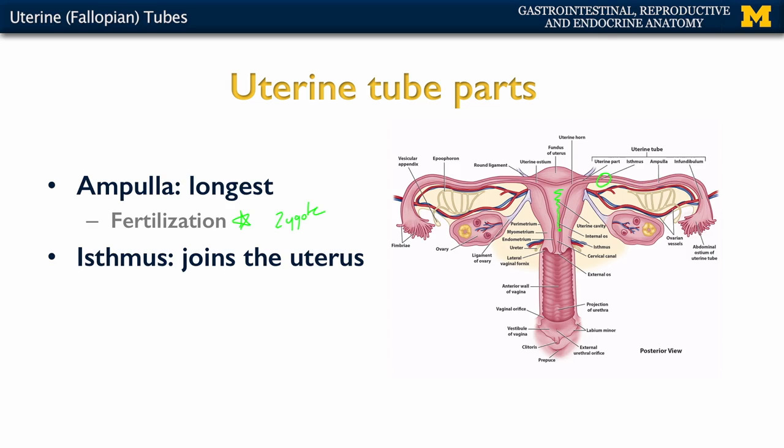Now, every once in a while, the ampulla, like I said, is the most typical place for fertilization. Occasionally, this can actually occur in the peritoneal cavity as well. You do have a small portion of the uterine tube, referred to as the uterine part, that is continuous with the myometrium of the uterus.